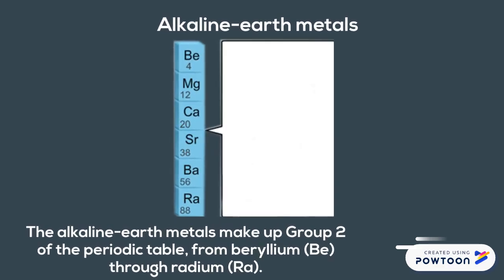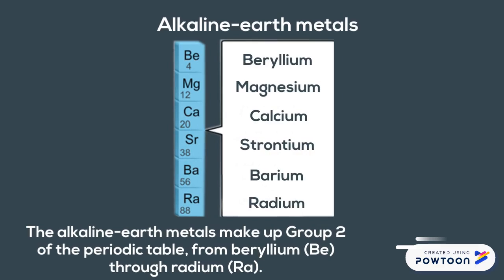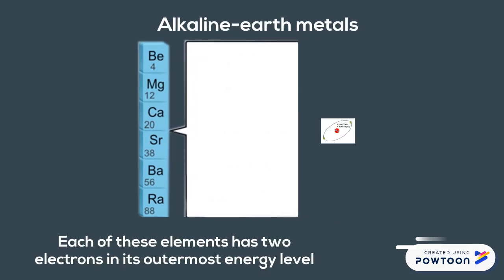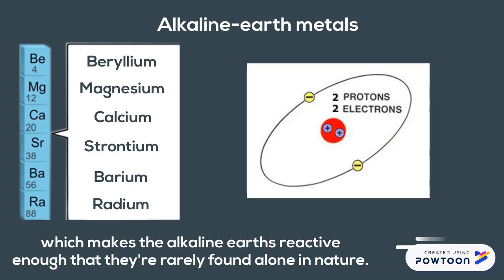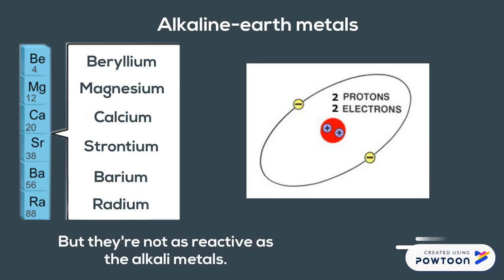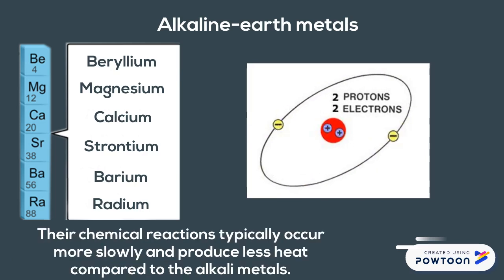The alkaline earth metals make up group 2 of the periodic table, from beryllium, Be, through radium, Ra. Each of these elements has 2 electrons in its outermost energy level, which makes the alkaline earths reactive enough that they're rarely found alone in nature. But they're not as reactive as the alkali metals. Their chemical reactions typically occur more slowly and produce less heat compared to the alkali metals.